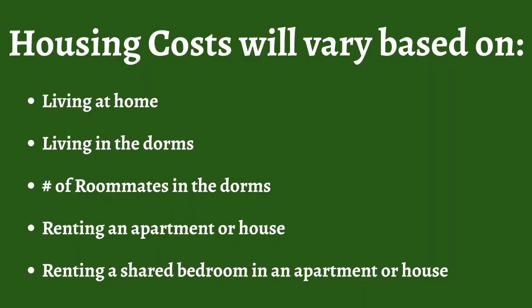The next section is housing. Now, housing cost is going to range by where your student lives. Is your student living at home with you and commuting? Are they living in the dorms? Are they living in an apartment or rented house? Are they sharing their bedroom with someone? Those costs are going to vary depending on your student's situation.